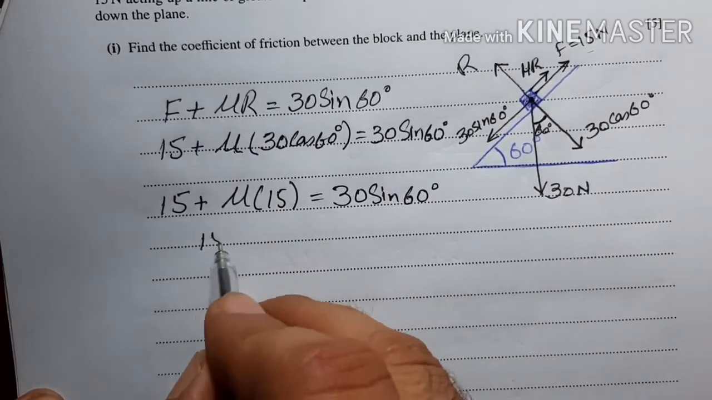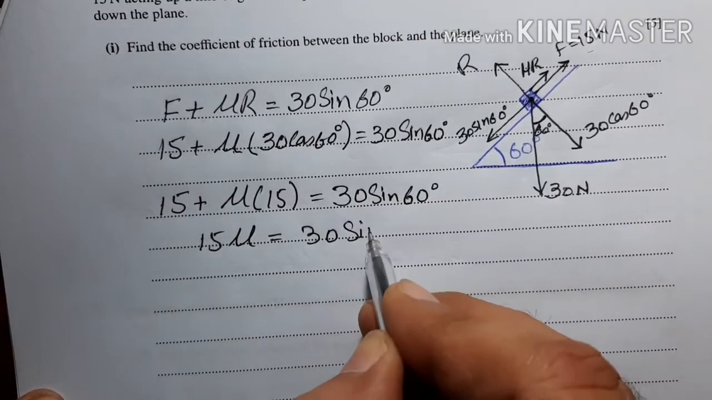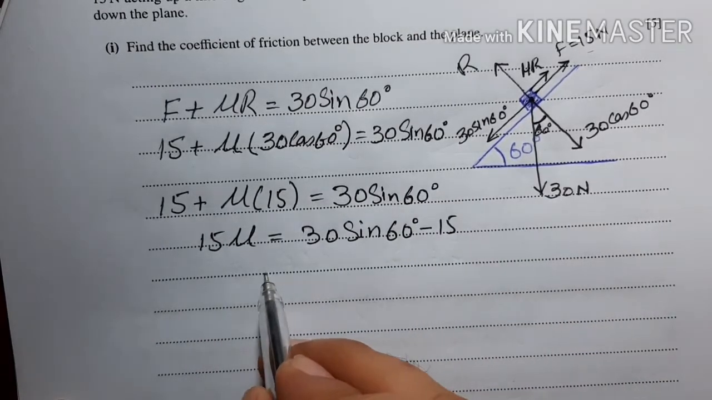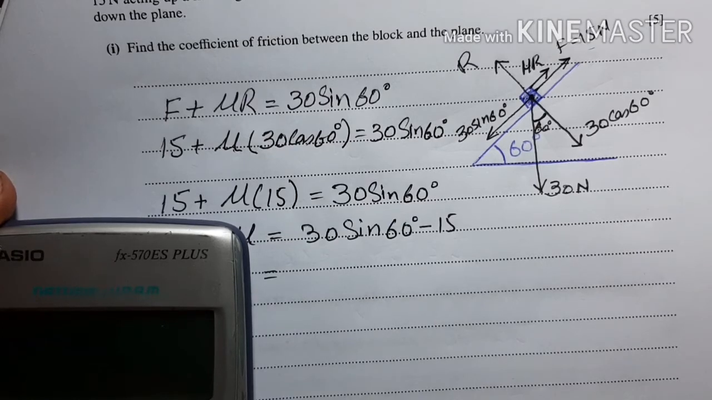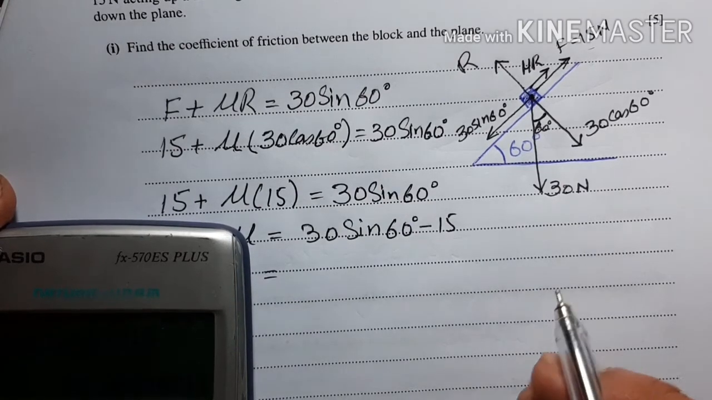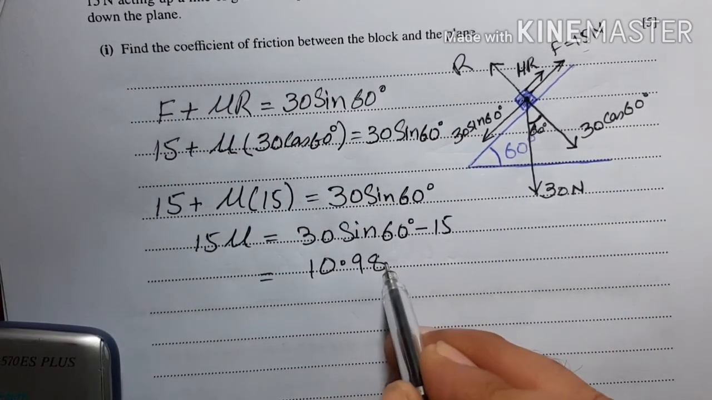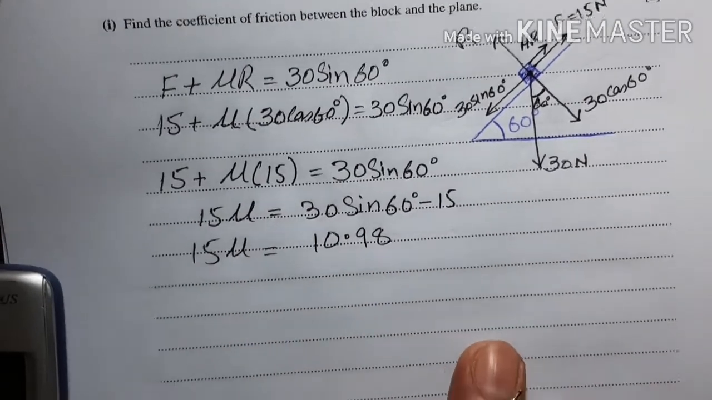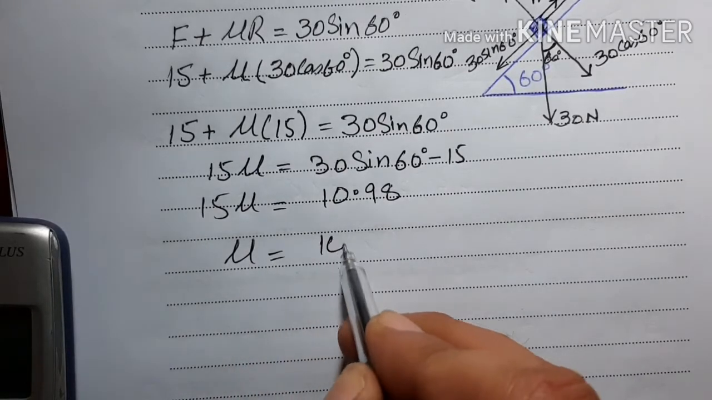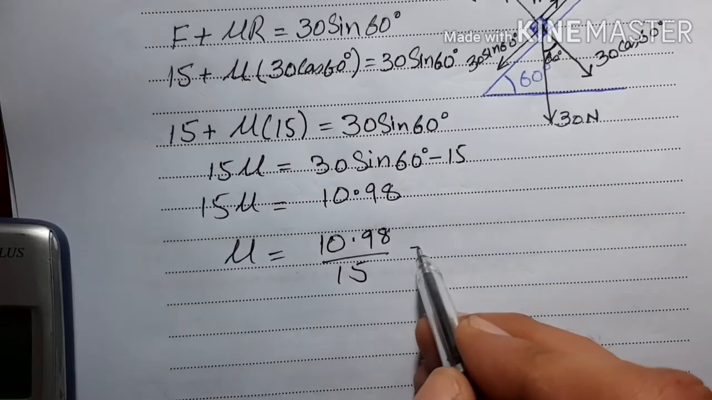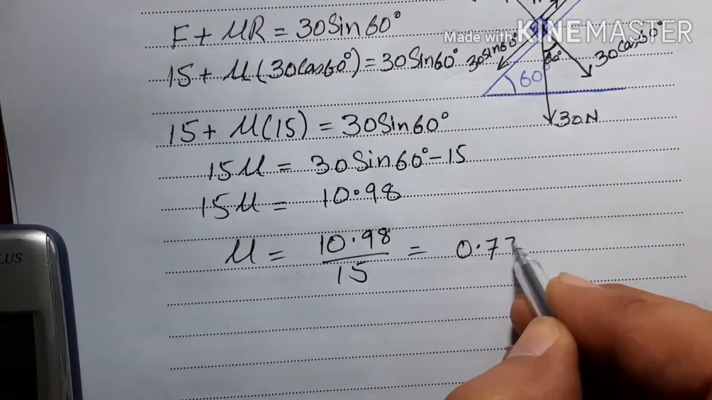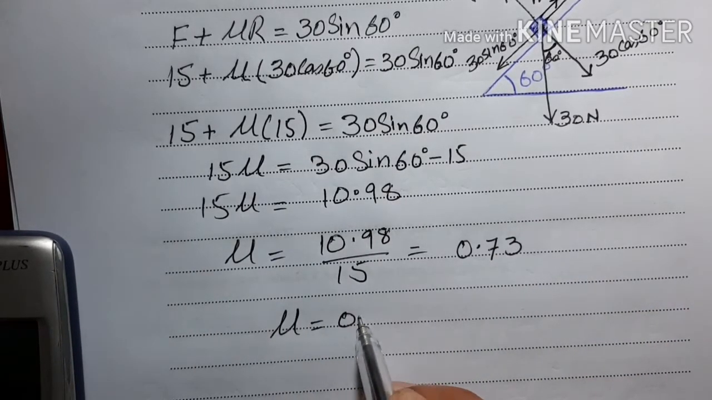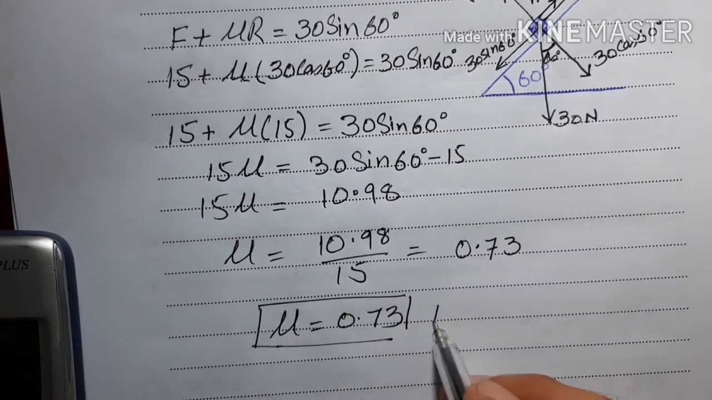So take 15 on the other side. 15 mu is equal to 30 sin 60 minus 15, and by solving with calculator, 30 sin 60 minus 15 is equal to 10.98. So this is 10.98 equals 15 mu. So take 15 on the other side as well. So mu will be 10.98 over 15, and this will be equal to 0.73. So this is the value of mu, the coefficient of friction. This is our answer.